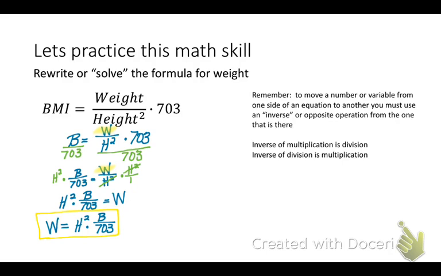So like I said, I'm going to try a body mass index of 22. That's what I want to get. So I'm going to replace the B with 22, and my height is about 64 inches. I'm 5'4". So 64 inches squared times 22 divided by 703. I'm going to put that in my calculator, and I'm going to get that my weight needs to be 128.182, and I'm just going to round that to 128 pounds.